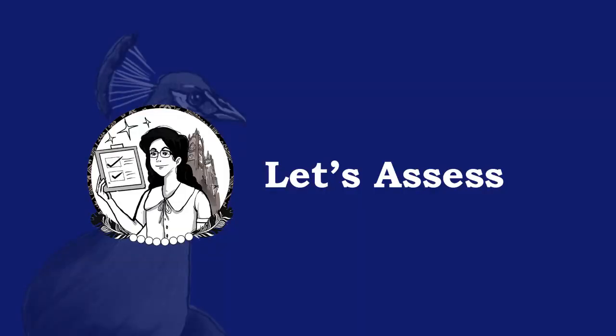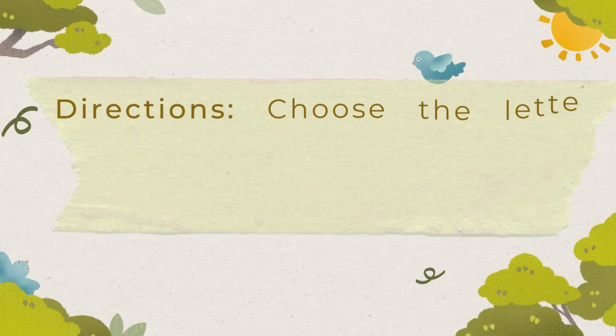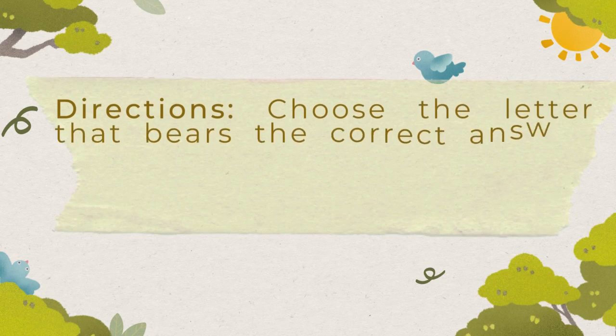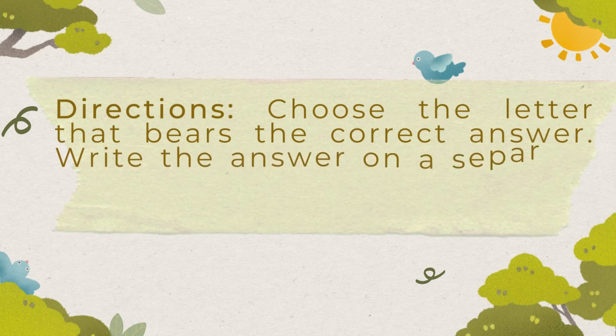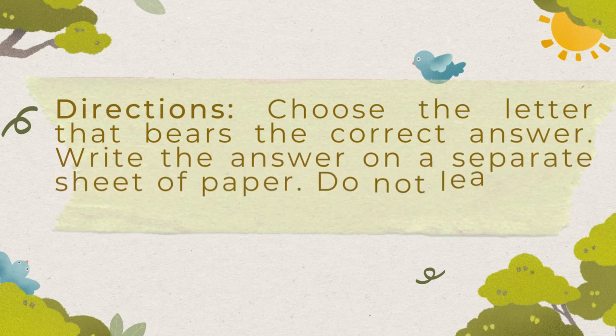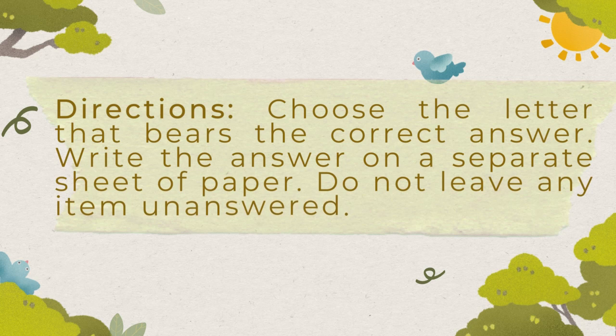Let us do the assessment to check how much you have improved. Watch and listen carefully, then write the letter of the correct answer in your note. Here is the direction. Choose the letter that bears the correct answer. Write the answer on a separate sheet of paper. Do not leave any item unanswered. You have 5 seconds for every item to answer. Did I make myself clear?